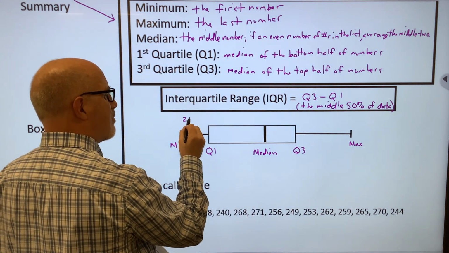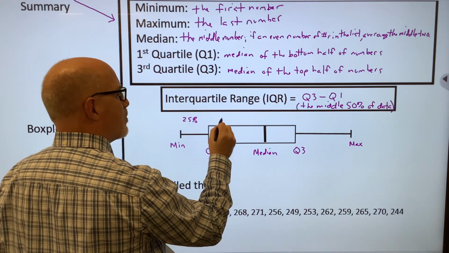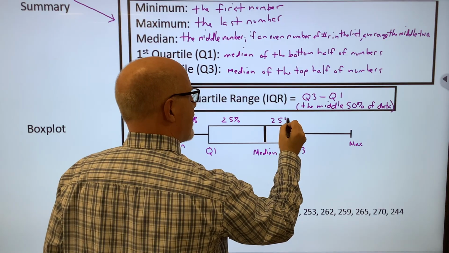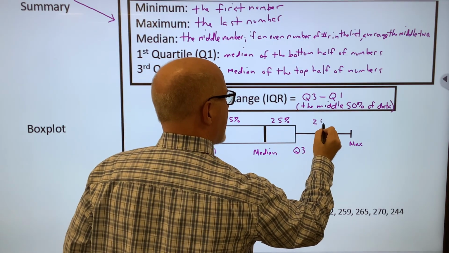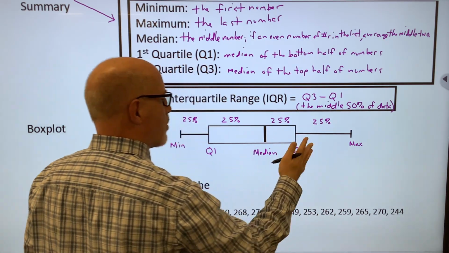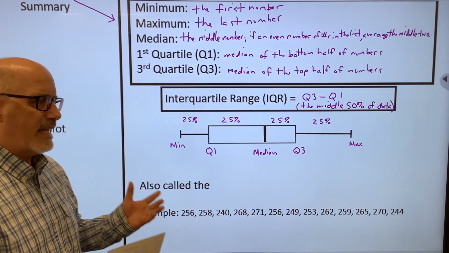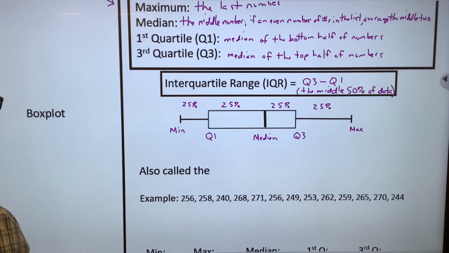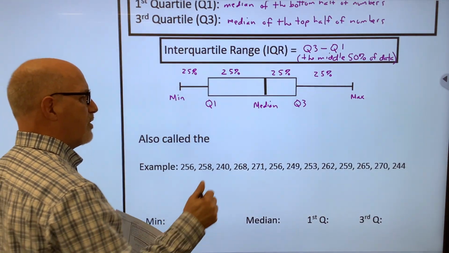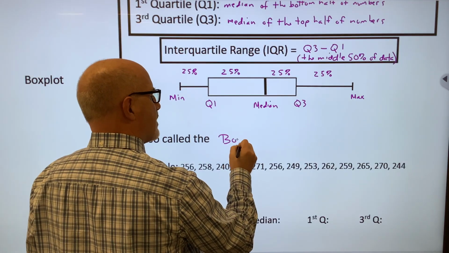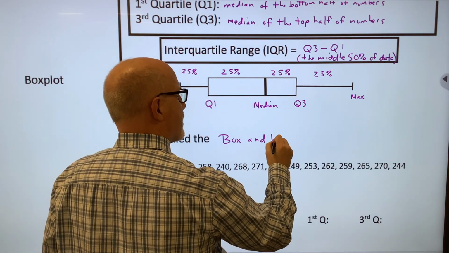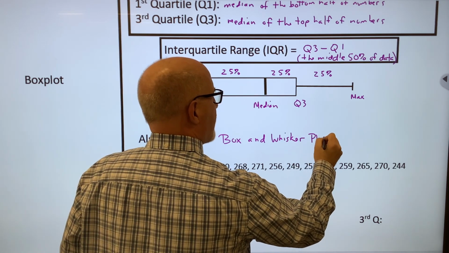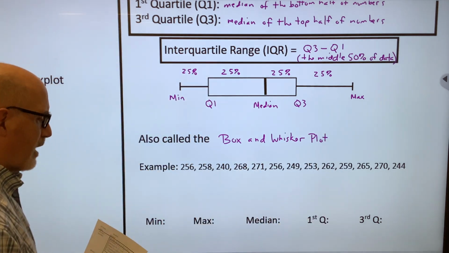We have 25% of the data here, 25% of the data here, 25% of the data here, and 25% of the data here. That's why they're called quartiles, because there's 1/4 of the data in each part of that data set. This is also just, it's called a box plot, but it's also called the box and whisker plot. Just a longer name for the same thing. We call it a box plot or a box and whisker plot.